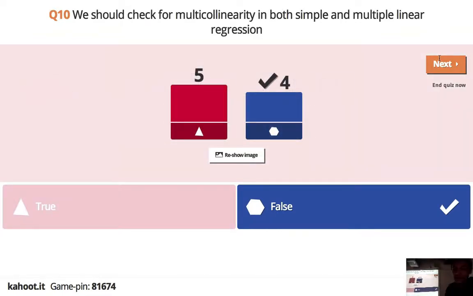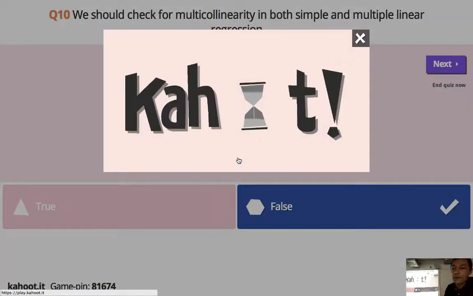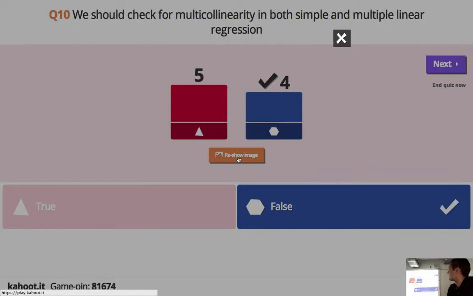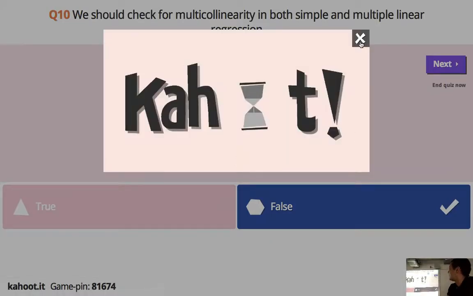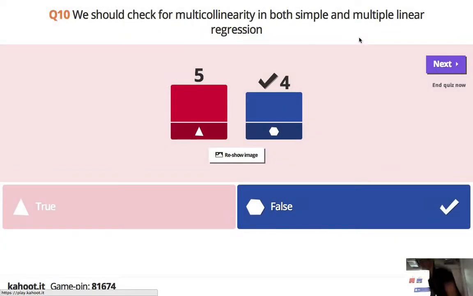Oh, this is interesting. What's the problem here? Except that it doesn't show the picture. No, yeah. Okay, good morning. Yeah.